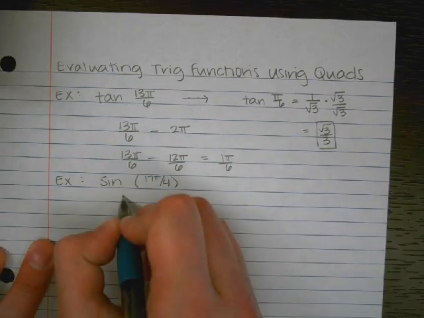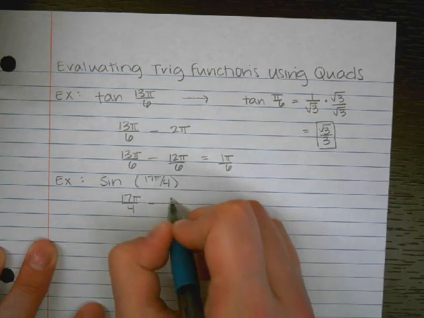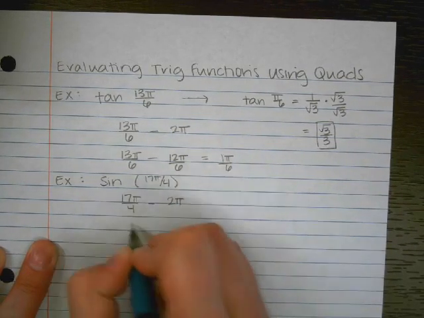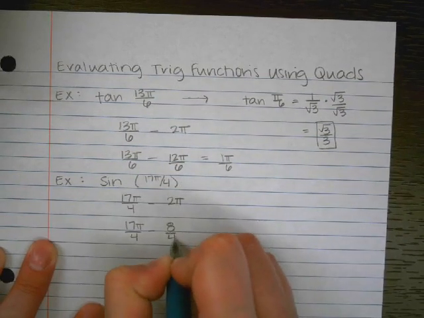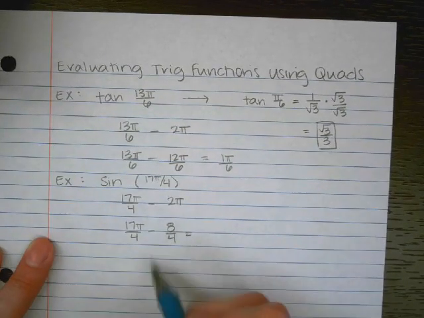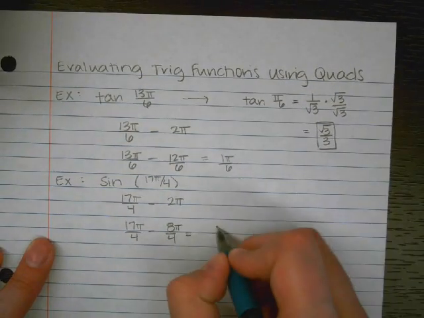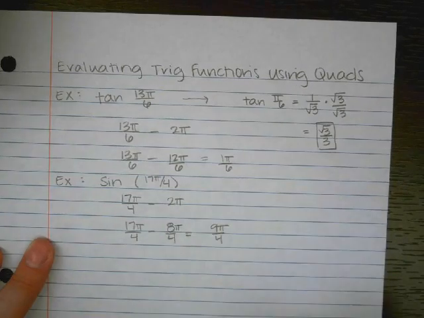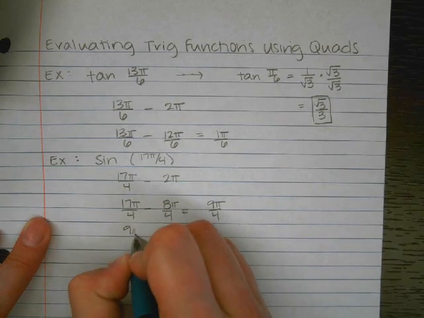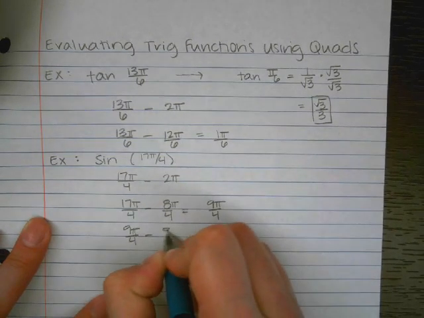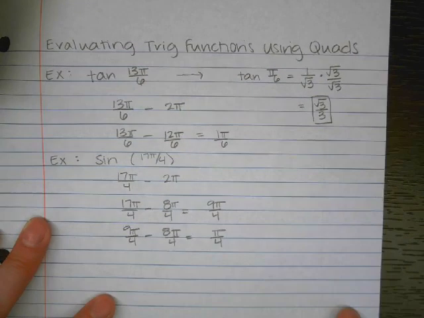So if I have 17 pi over 4, then I would be subtracting off 2 pi, which means I'm doing 17 pi over 4 subtract off 8 pi over 4. 17 minus 8 is 9 pi over 4. And that is still too large. And so I'm going to have to do that again. 9 pi over 4 subtract 8 pi over 4 is just pi over 4.